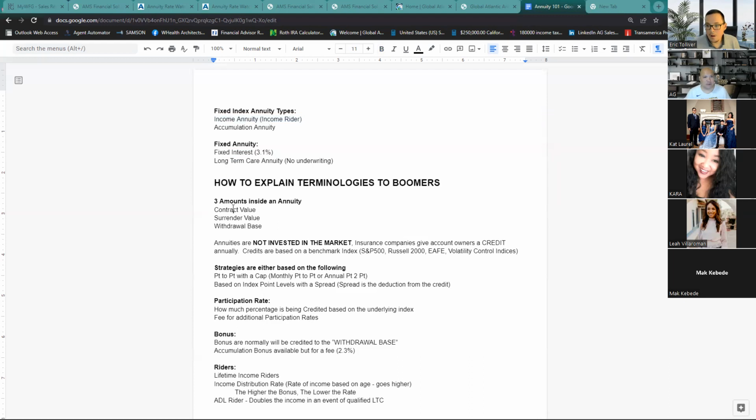So the first one is what you call your contract value. Contract value is the money that the client put in, and because it's a fixed index annuity, let's just say it's 100,000 and it's based on S&P 500, and let's just say S&P does 6%, then their 100,000 gets to 106,000. That is the contract value.